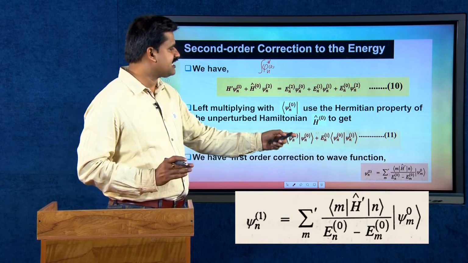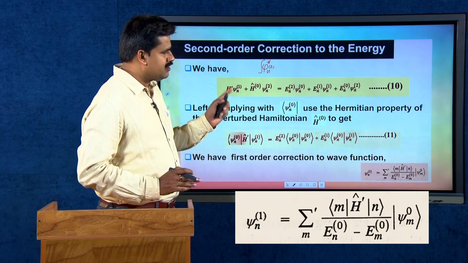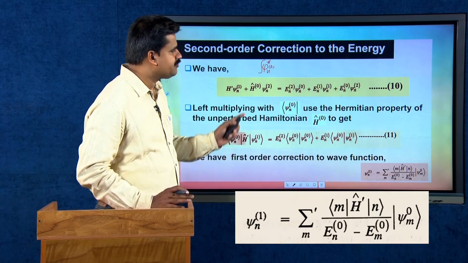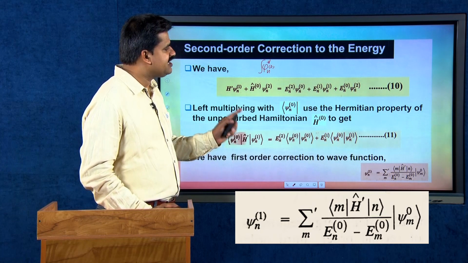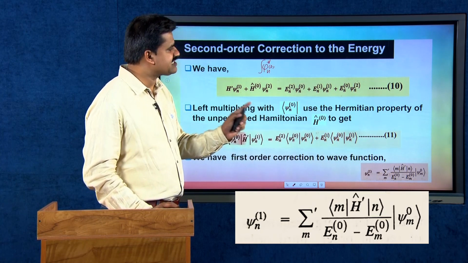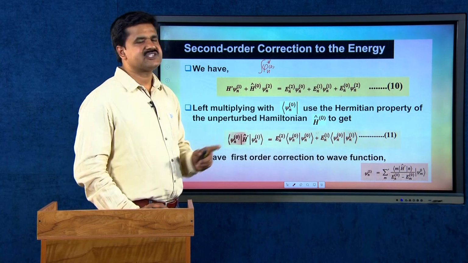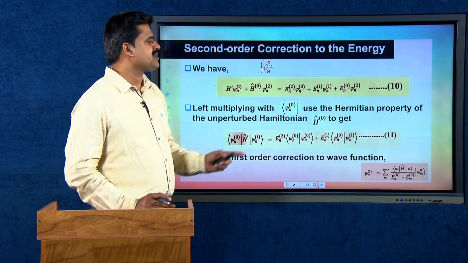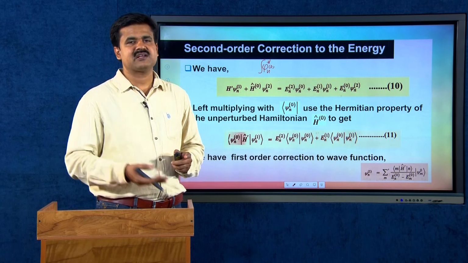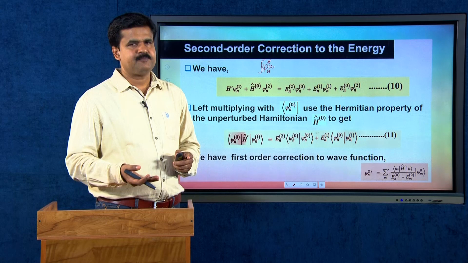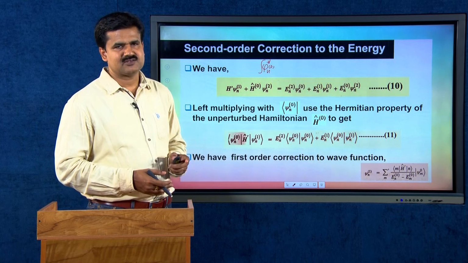We have the first order correction to the wave function that we have previously learned. Psi n1 is equal to summation prime m, integral psi m0 h hat dash psi n d tau divided by en0 minus em0, into psi m0, and this equation gives the first order correction to the wave function. So, we already have the first order correction to the wave function, and now we are proceeding with the second order correction, especially second order correction to energy. After that, we can move on to second order correction to the wave function also.